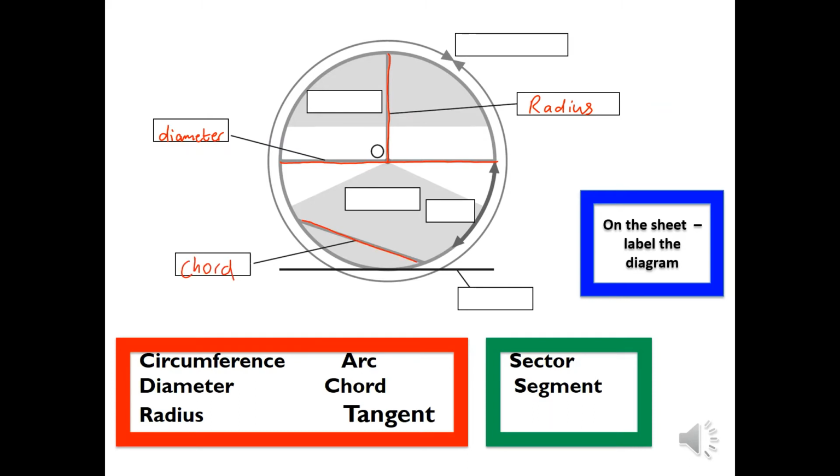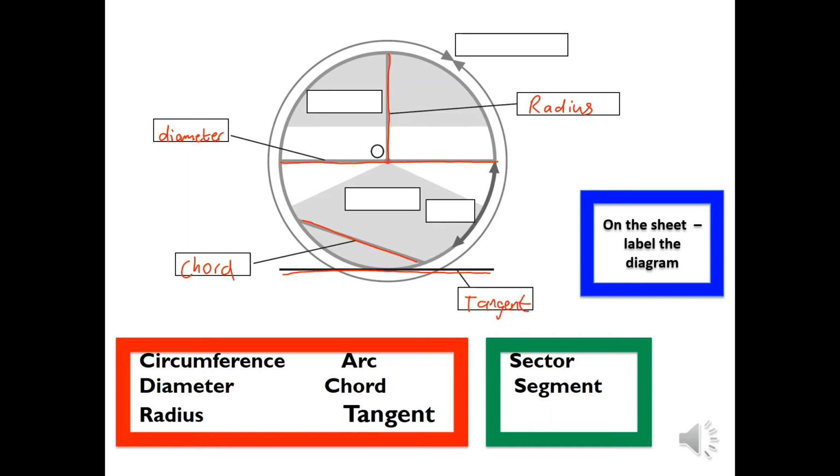Okay, next we have a line at the bottom which is touching the circle once at one point. It is touching the circle at this point here. Any straight line that touches the circle at one point will be known as the tangent. So this is known as the tangent.